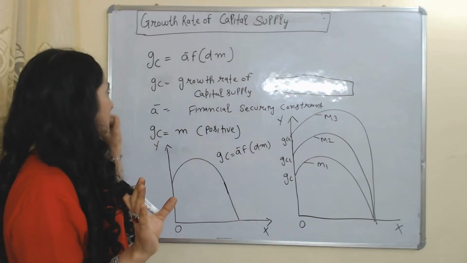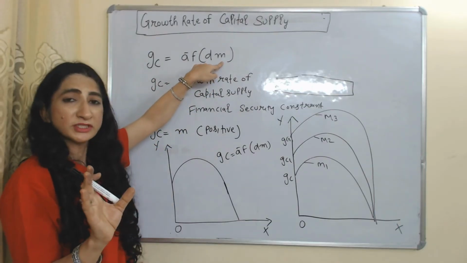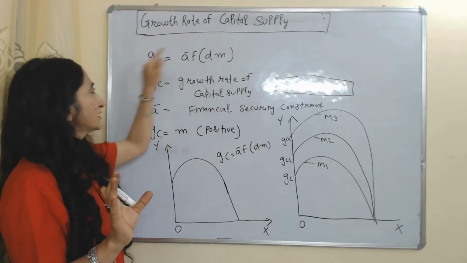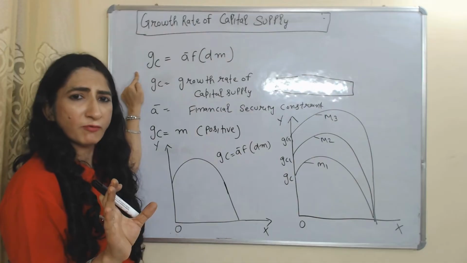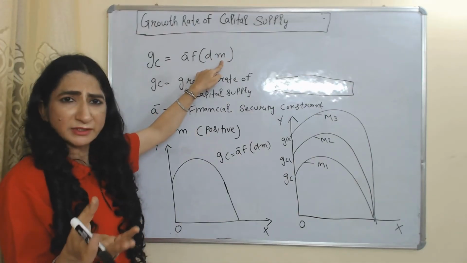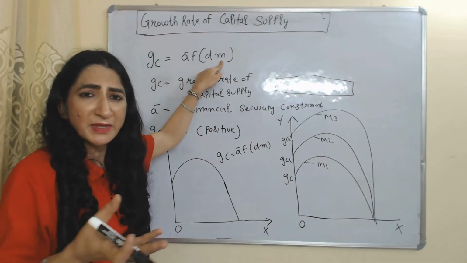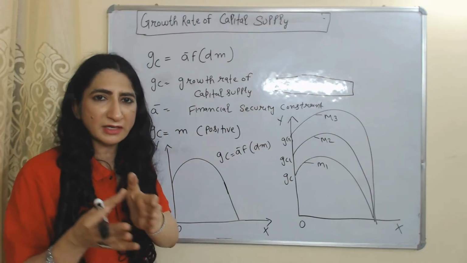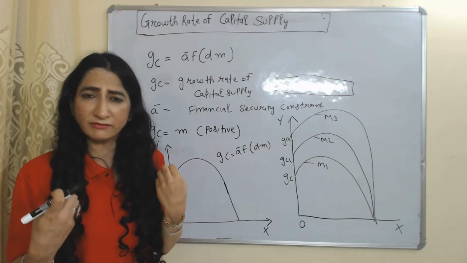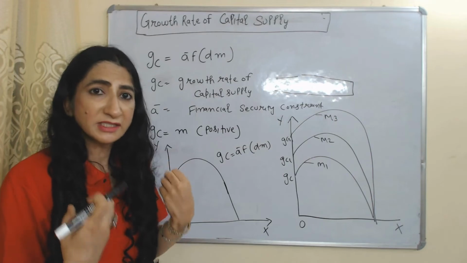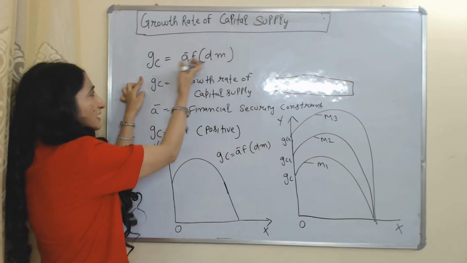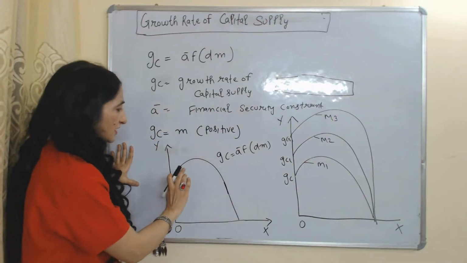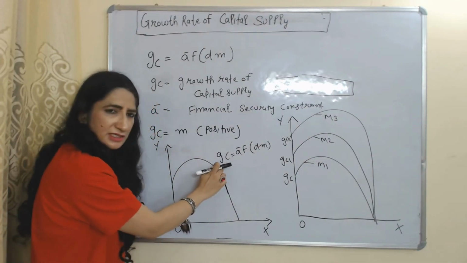Here the main thing is that GC and M have a positive relation. As M increases, GC will also increase. As M falls, GC will also fall. M means our average profit margin. Obviously, when your average profit margin is increasing, that means you are receiving more funds. If you are receiving more funds, that means your GC will increase. So we can say that M and GC have a positive relation. This curve represents our GC curve.